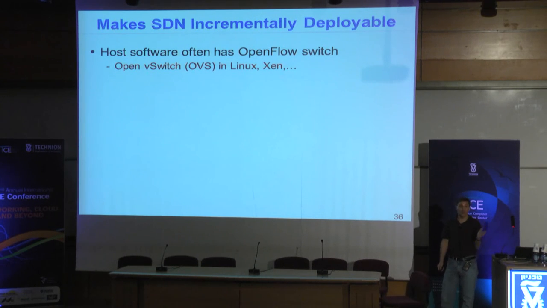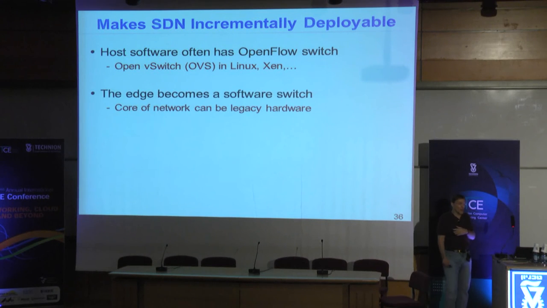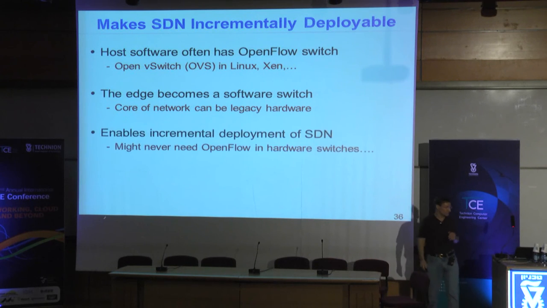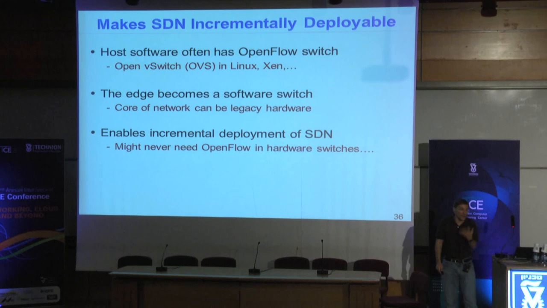So then all hardware switches are core switches. They don't need to do anything. The edge becomes a software switch. We can just upgrade through a software update on the host, which is software you control. The core of the network can be legacy hardware. Not only that, you can deploy SDN without even telling your network operators you're deploying SDN, because it's all being done on the host. The network's still operating. The fact that packets are being tunneled through is now totally invisible. So this enables incremental deployment of SDN. You might never need to put OpenFlow in a hardware switch, ever. So one of the reasons it's being so rapidly adopted is that you don't need step one, replace all my switches. You don't need to do that.